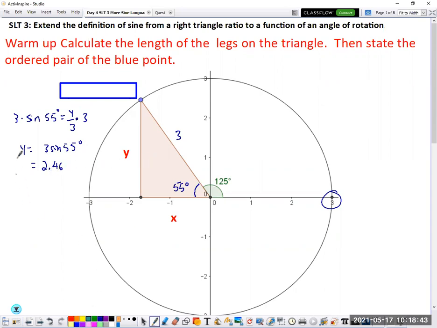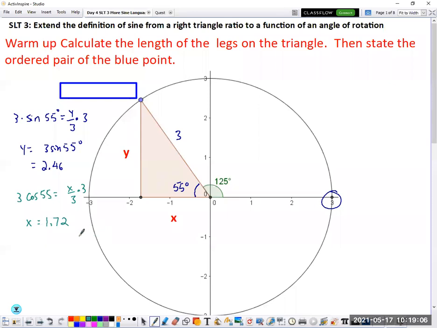Okay. Now for X, Avery, if we're looking for X, are we going to use sine, cosine, or tangent to find X? Cosine. So we're going to say cosine of 55 equals what? X over 3. And then what are we going to do to both sides? Multiply by 3. Very good. And when I put that in my calculator, I got 1.72. Agree? She nodded. Okay.